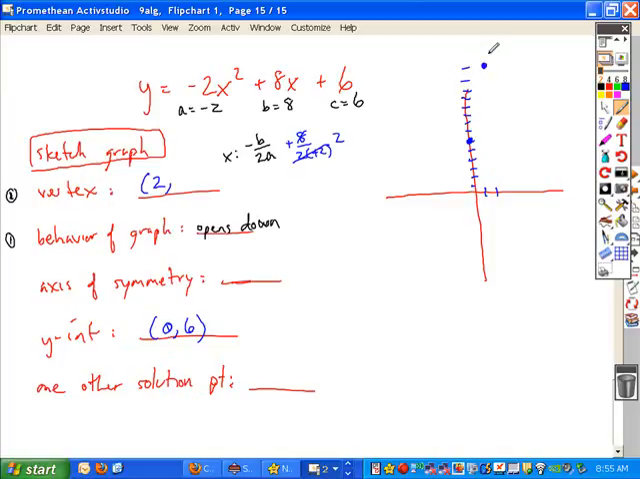So here is my vertex way up here. So I can label this point 2, 14. I'm going to label it above because my graph is going to open down. Okay, so just with this information, finding the vertex and knowing the y-intercept, you can identify what your graph is generally going to look like.